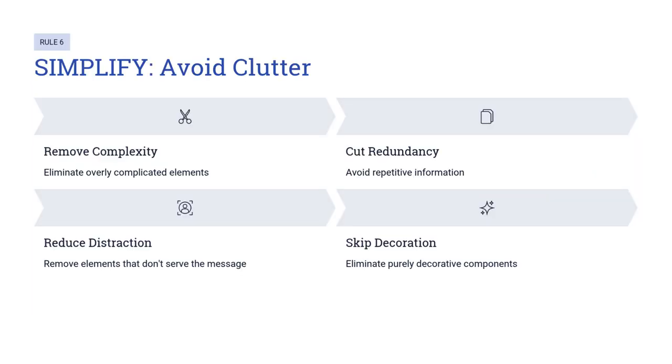Rule 6. Simplify. Avoid clutter. Remove complexity. Cut redundancy. Reduce distraction. Skip decoration. These 4 principles cover everything from slide layouts to chart typography. The discipline of simplification is about respecting your reader's attention. Every element in your report that doesn't serve the message is competing with the elements that do.